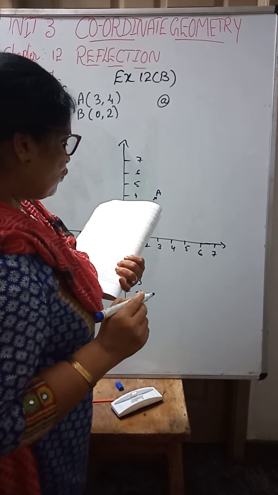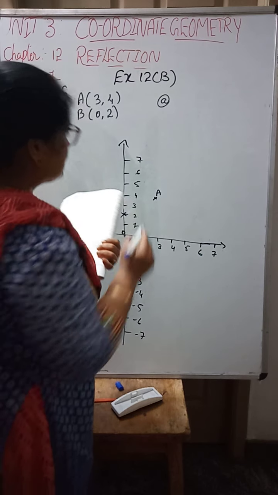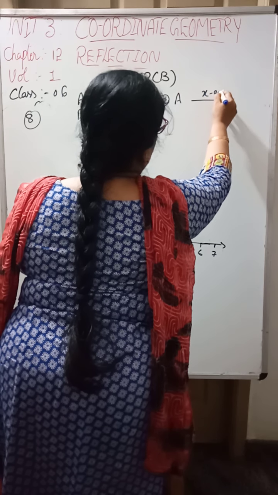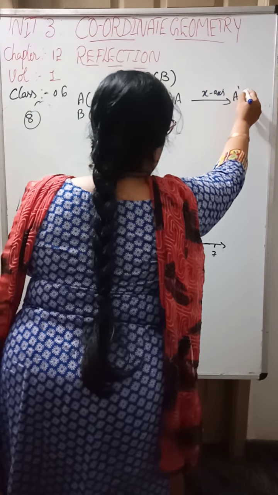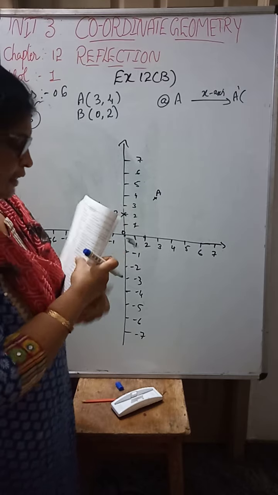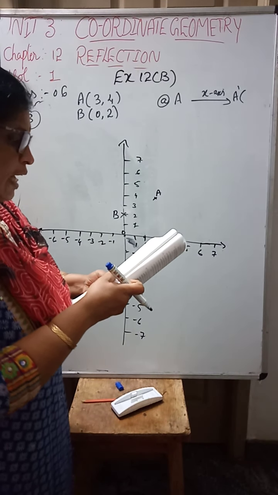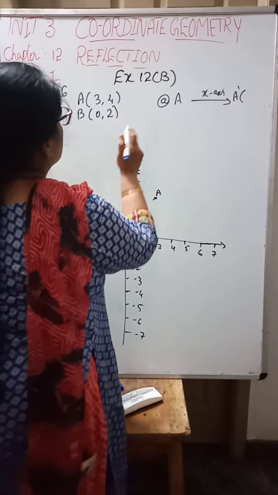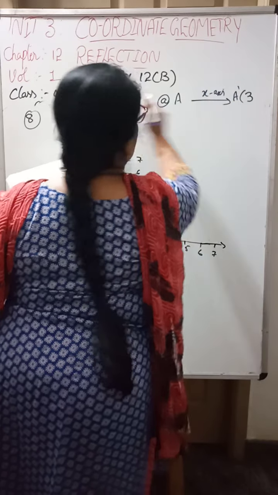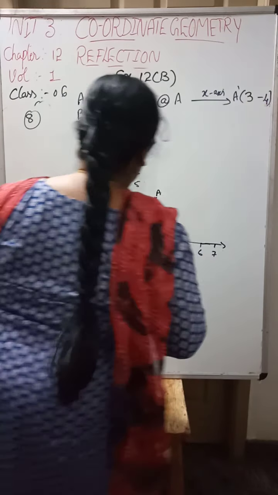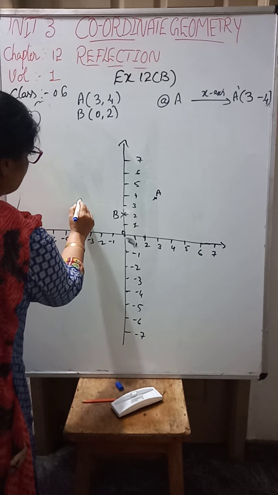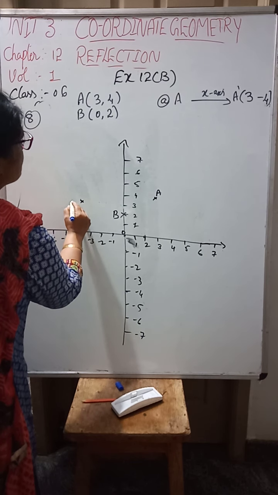A dash of A under the reflection in the x-axis. Let us see what we will get. A dash of A under the reflection in x-axis means x remains same, y changes to -4. So (3, -4). Let me locate that. (3, -4), so I will get the point, that is A dash.